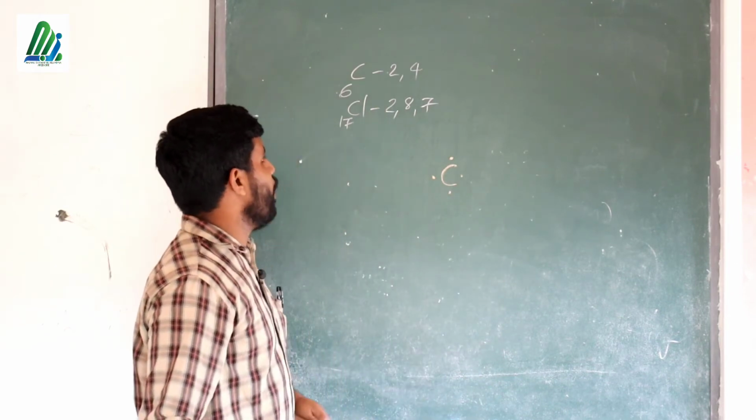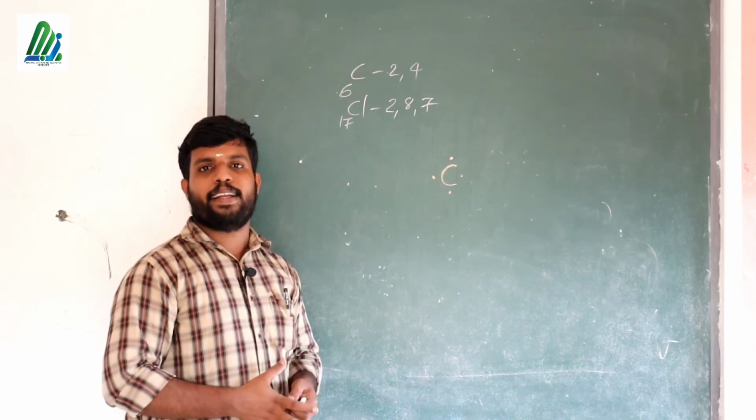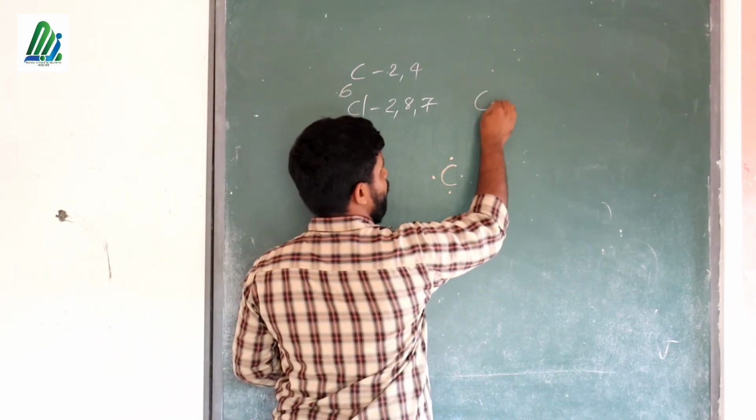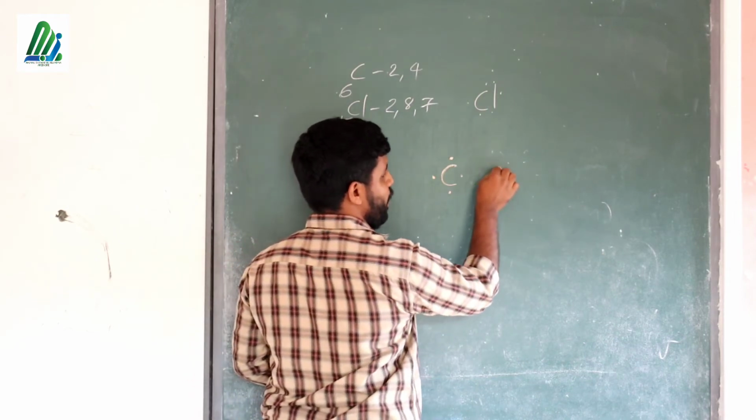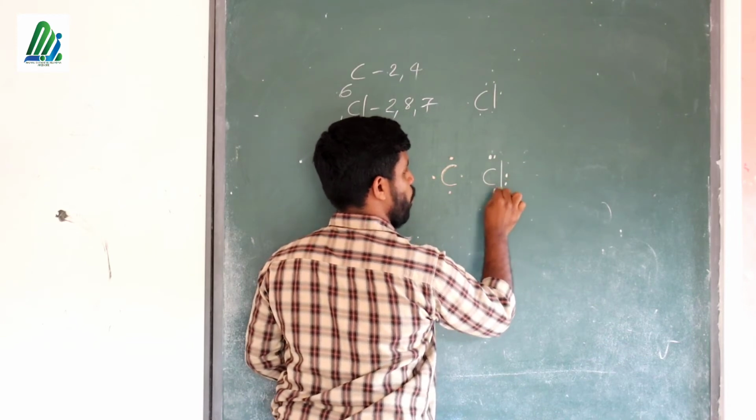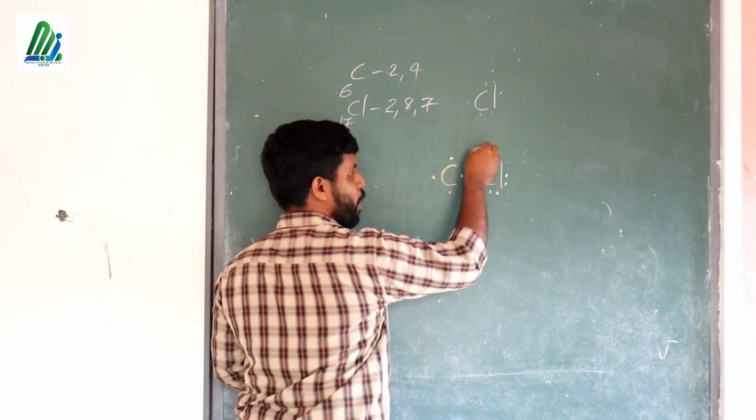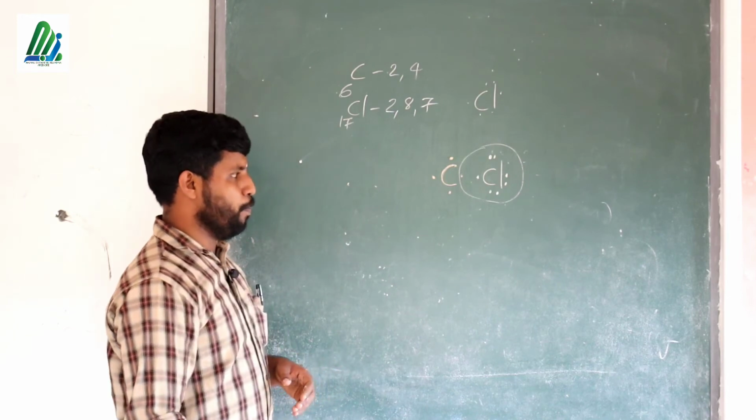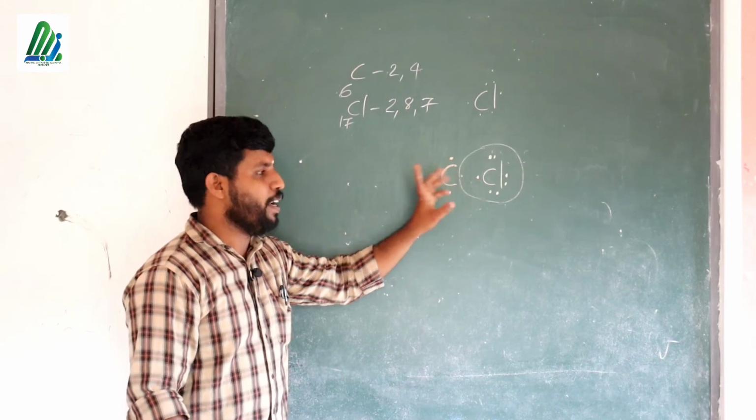Then chlorine, atomic number 17, electronic configuration 2,8,7, has 7 electrons in its valence shell. So Cl has 7 electrons. To represent that, chlorine combines here: 1, 2, 3, 4, 5, 6, 7. It will share one pair of electrons with the carbon. The chlorine atom gets stability, because it has 8 electrons.